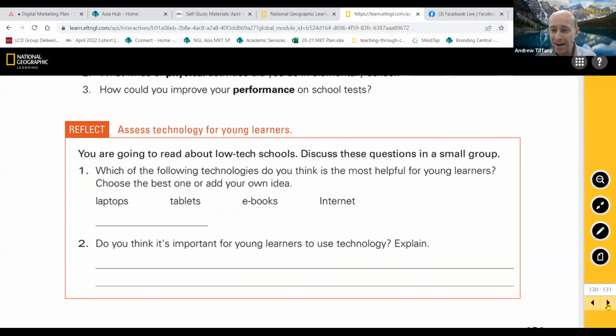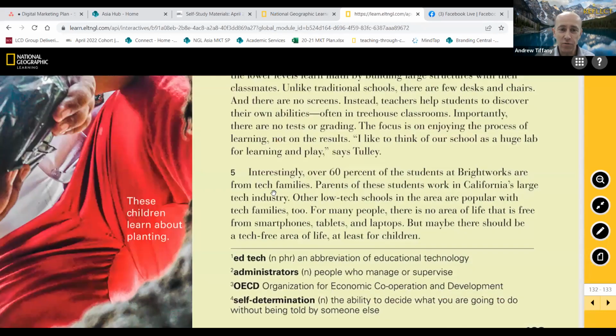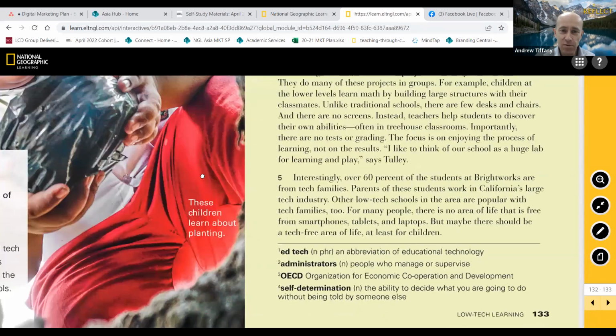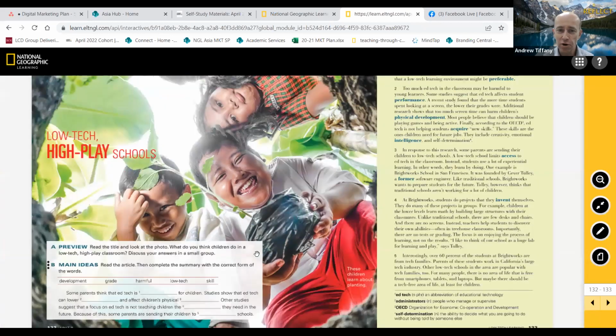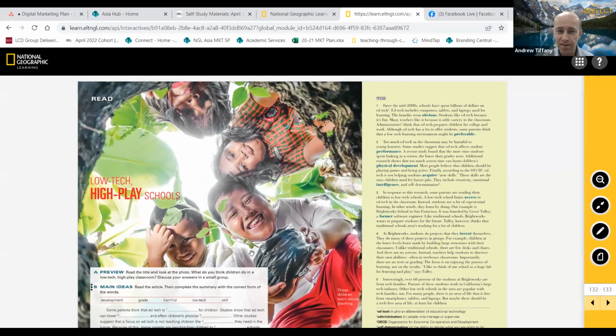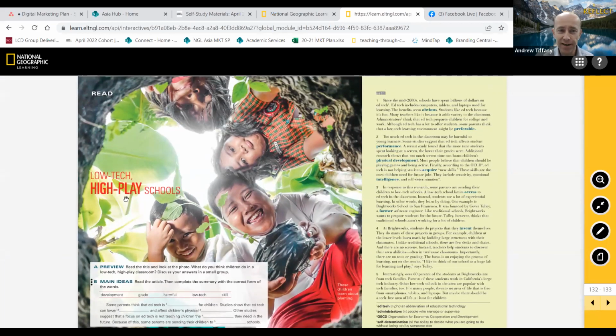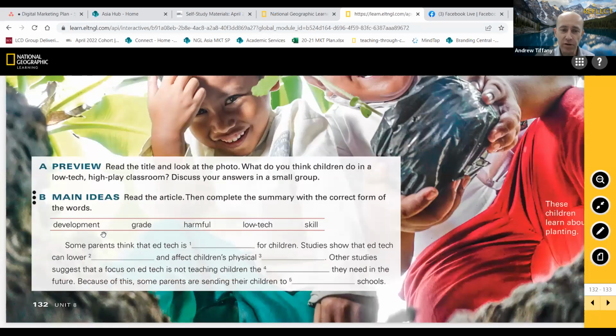Okay, right. So we're going to skip over that and look at the reading here. And you can see, what sort of learning do you think they're doing here? So this looks like hands-on learning, right? Here it says low-tech, high-play schools. And if we look here, we've got some words that are going to pop up in the article. Development is one we've already seen. We're getting the idea of what these words are, and we're filling in the blanks just to make sure we know some words before we start.